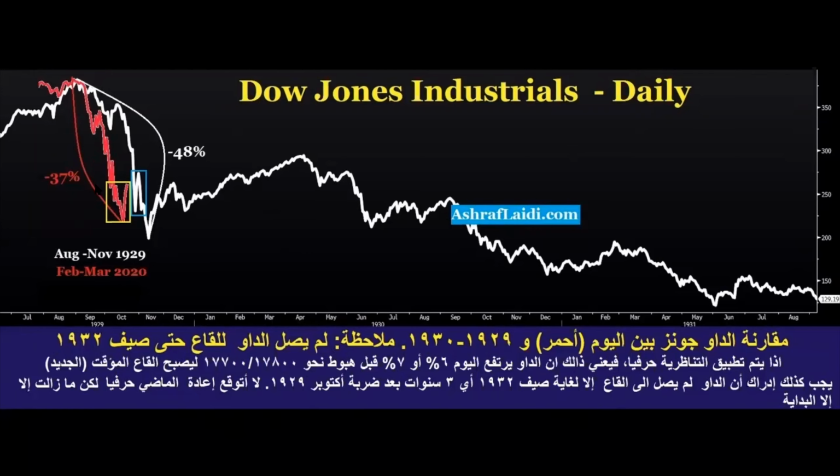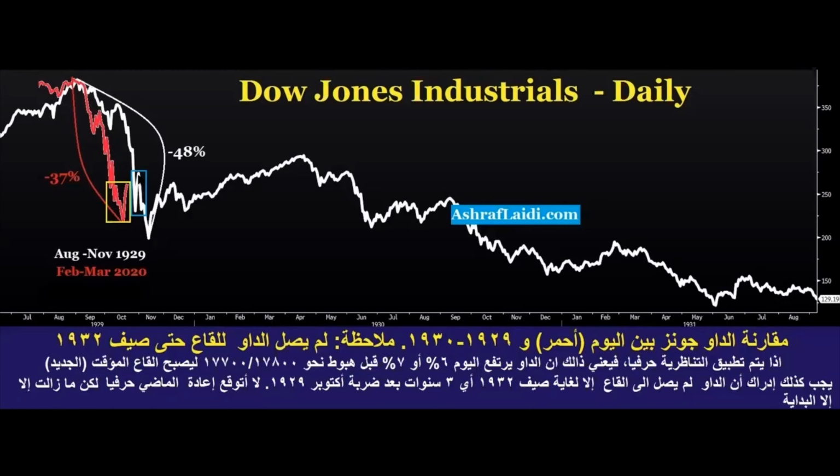But what we have is this chart, the Dow Jones Industrial Average. This red is the February-March 2020 downside fall that we've seen this year. The white line is the 1929 depression, the depression that ran all the way through 1931. That's what this shows. Well, the comparison could not be more identical.